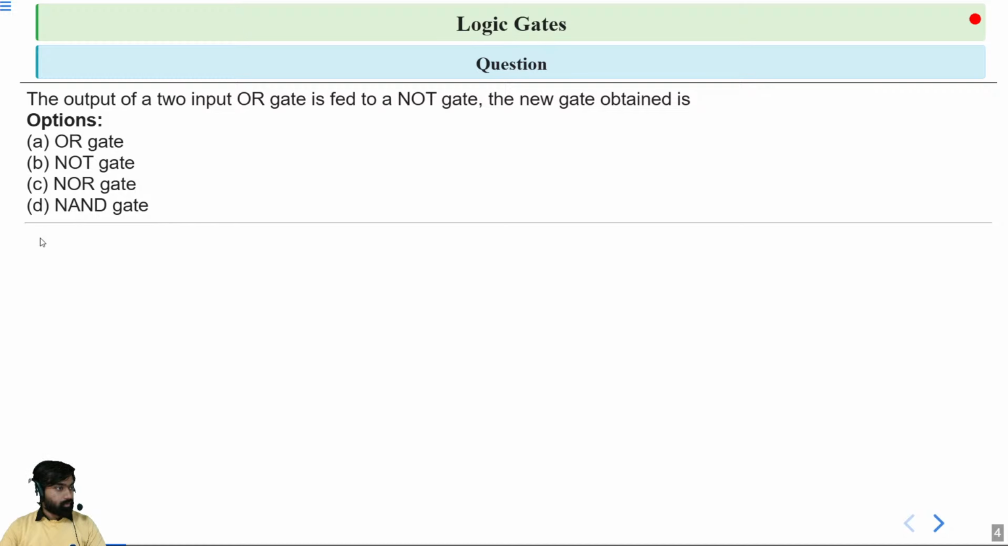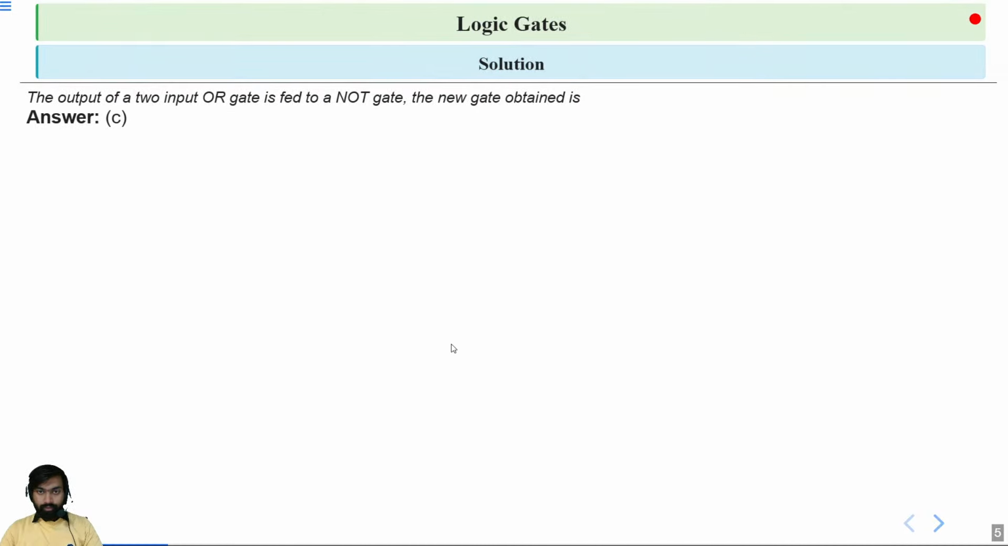Option A, option B, option C, or option D. Which one is correct? Anyone? Please, which one is correct? So the correct option is C. Alright.